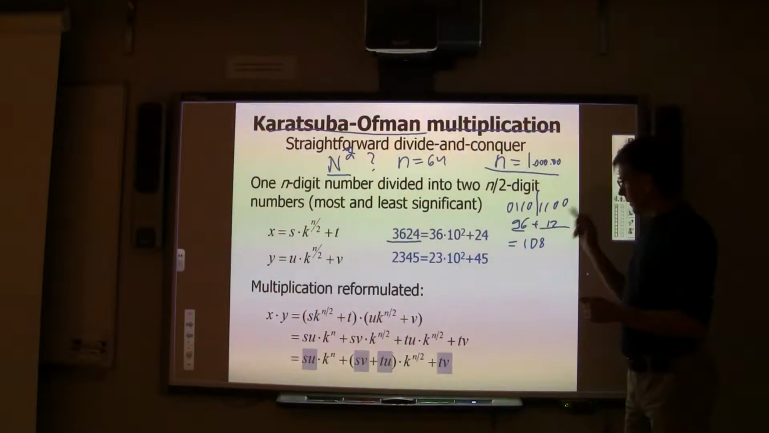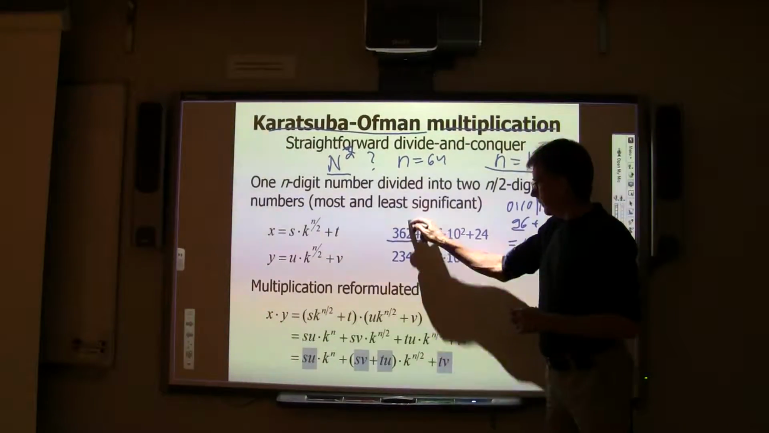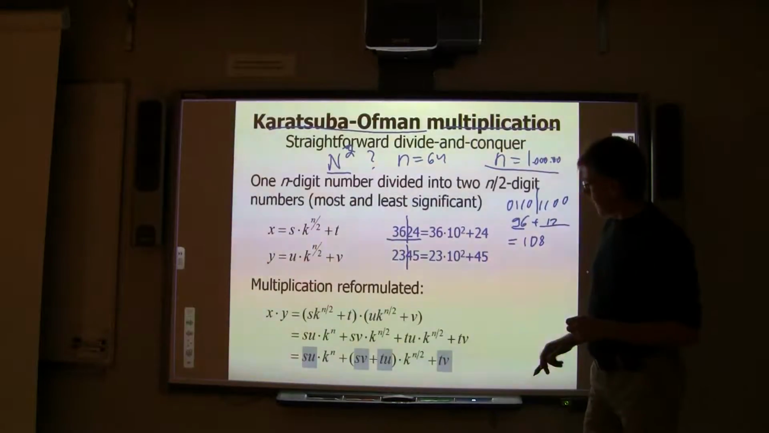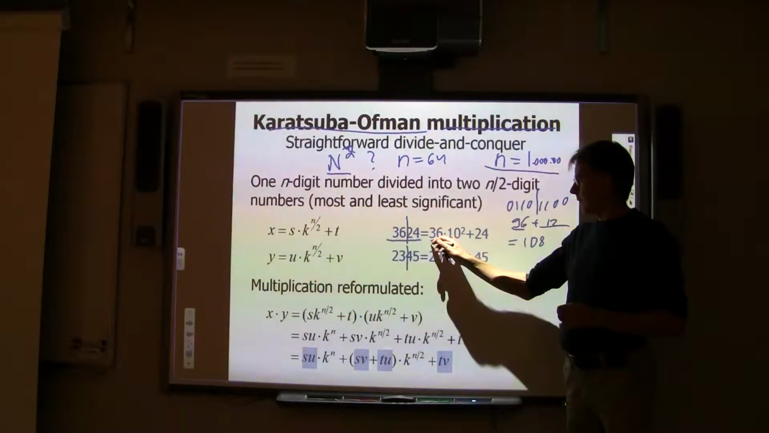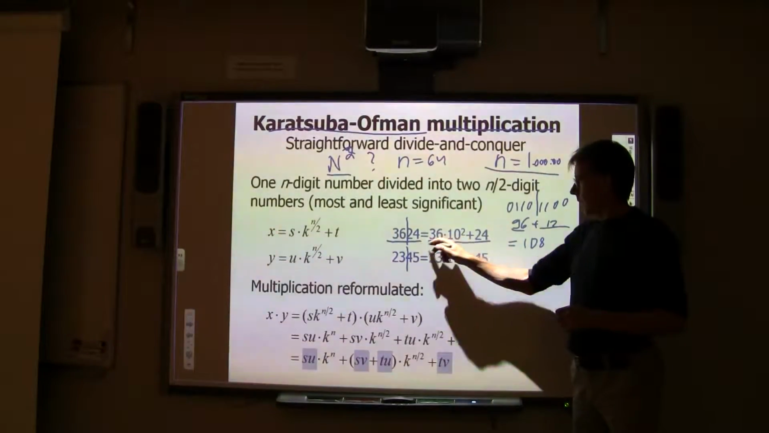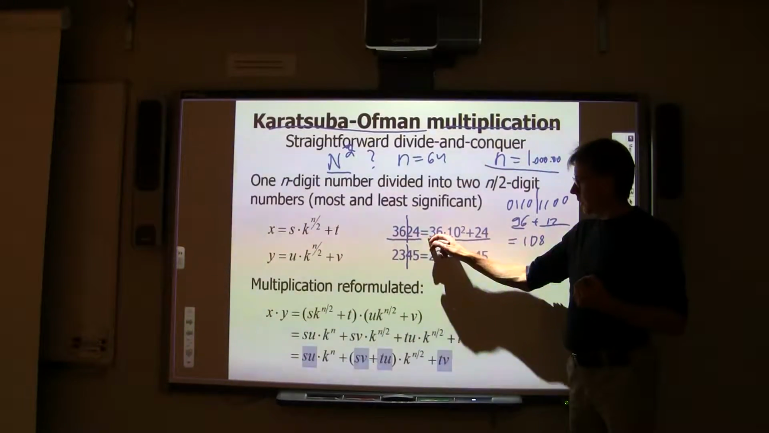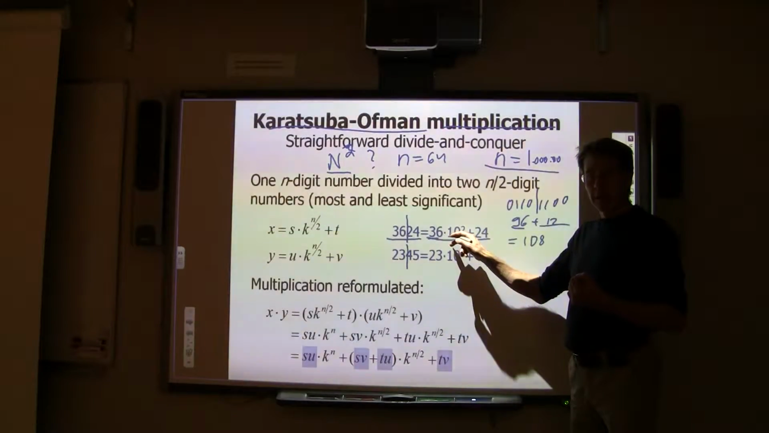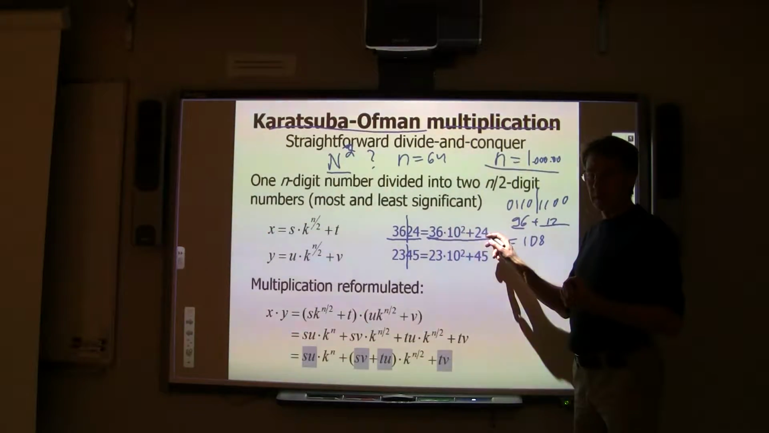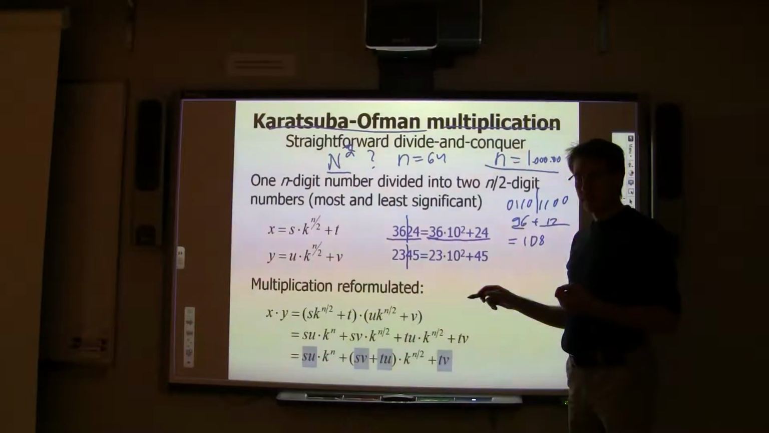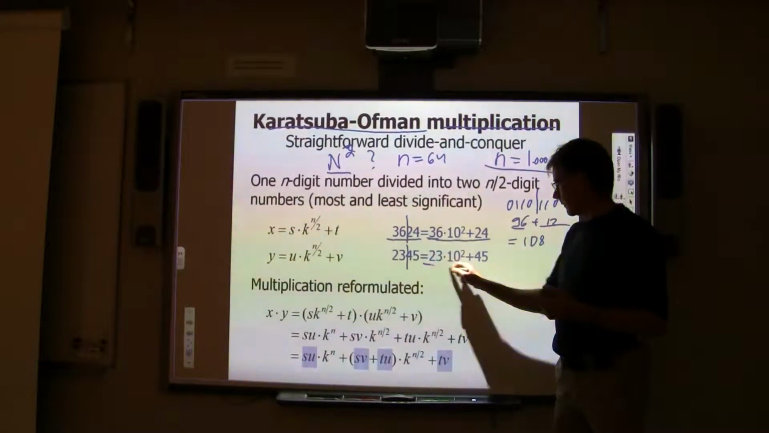Okay, now this is what is done. So we have this number and we divide it in the middle into two halves, and then we represent these two halves. Okay, what is the first two here? They are hundreds. So this is 36 times 10 power 2 plus 24. So this is the second half. And the same way we divide it.